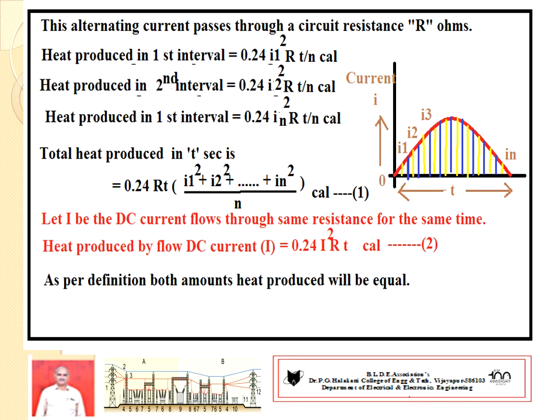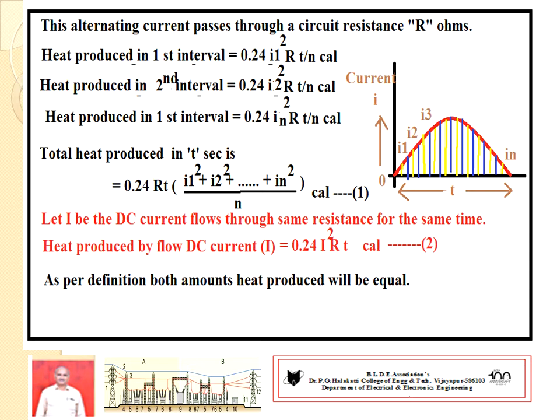Then you keep the common factor inside bracket: I1 square, I2 square plus I3 square up to In square, divided by n. This becomes the expression. You call the expression number 1.